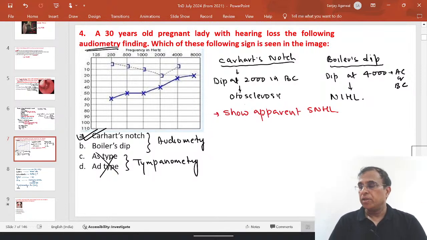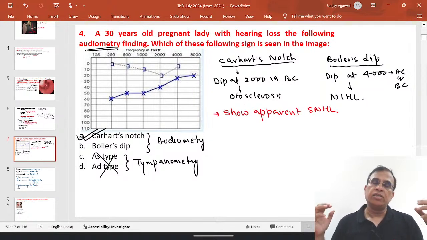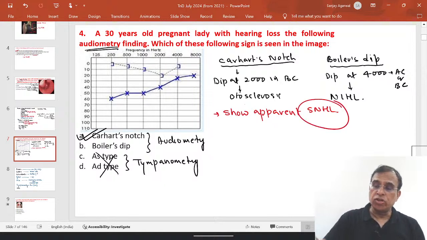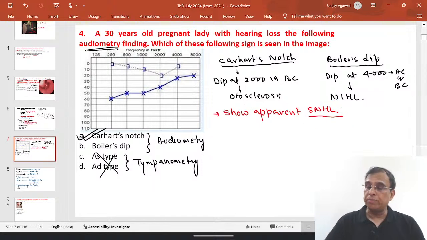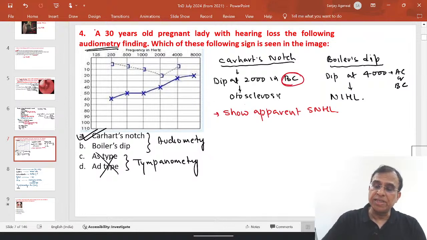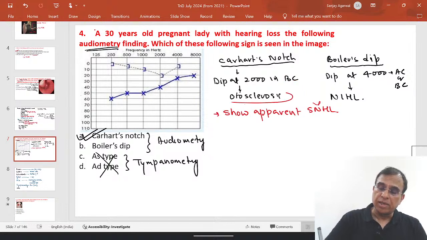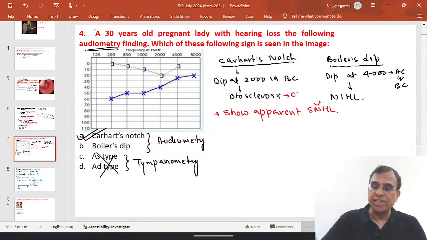Change in the AC audiogram is suggestive of conductive hearing loss. So if there is a conductive hearing loss, then change will happen in the AC audiogram. And change in the BC audiogram is suggestive of sensory neural hearing loss. Because Carhart's notch is seen in BC, that means it is suggesting SNHL, right? So any change in the BC means there is SNHL. But in otosclerosis, there is only CHL, no SNHL.